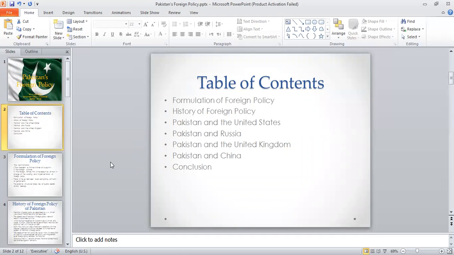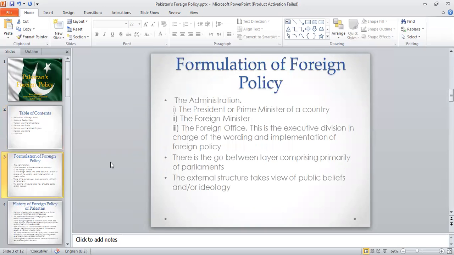Coming along to formulation of foreign policy. The synthesis of a foreign policy has three bodies. The first of them is within the administration, which includes the president or prime minister of a country, the foreign minister, and the foreign office, which is the executive division in charge of the wording and implementation of foreign policy.